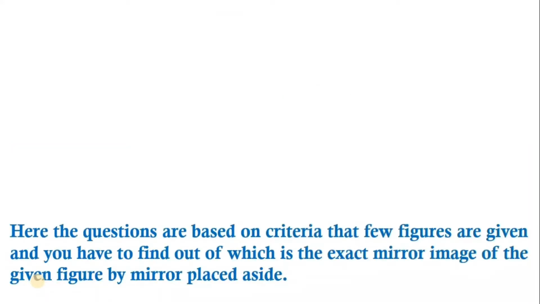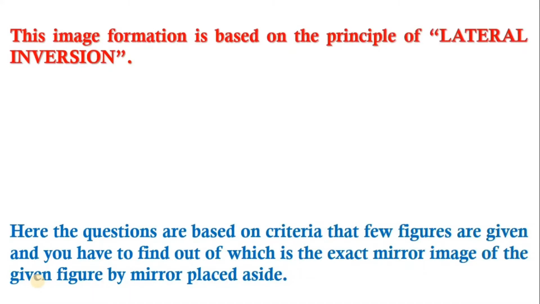Here the questions are based on the criteria that a few figures are given, and you have to find out which is the exact mirror image of the given figure when we place the mirror at the side. This image formation is based on the principle of lateral inversion. So what is the principle of lateral inversion? The size of the object will remain the same. Whatever the reflected image, the size of the object before that reflection will remain the same, only the direction will change.